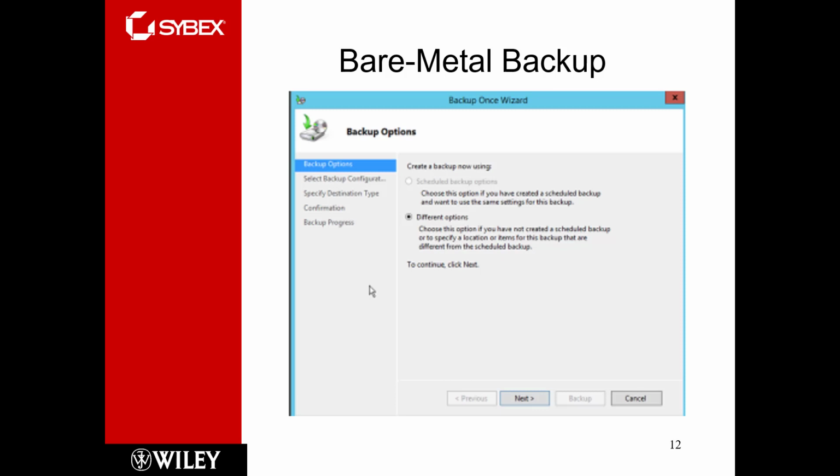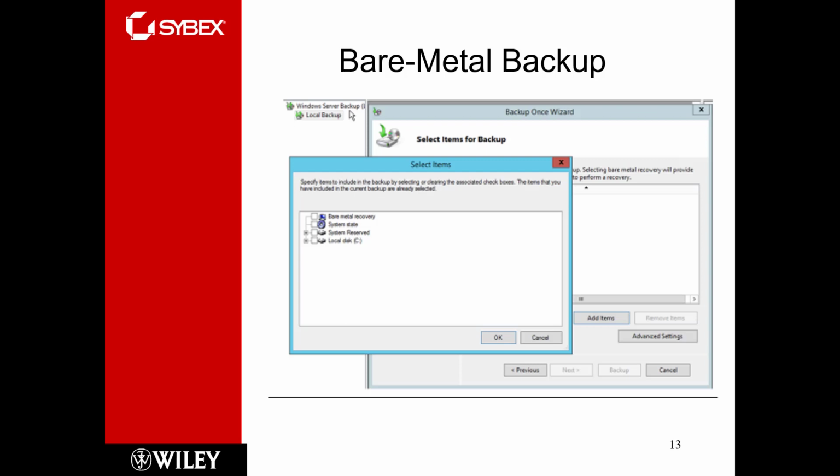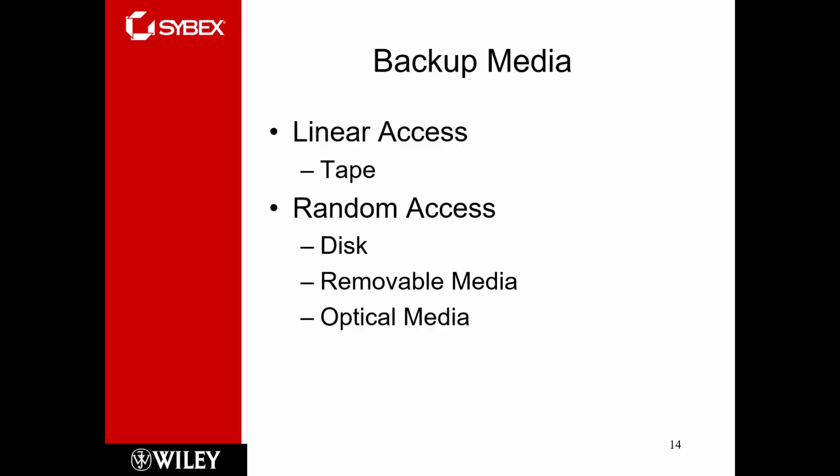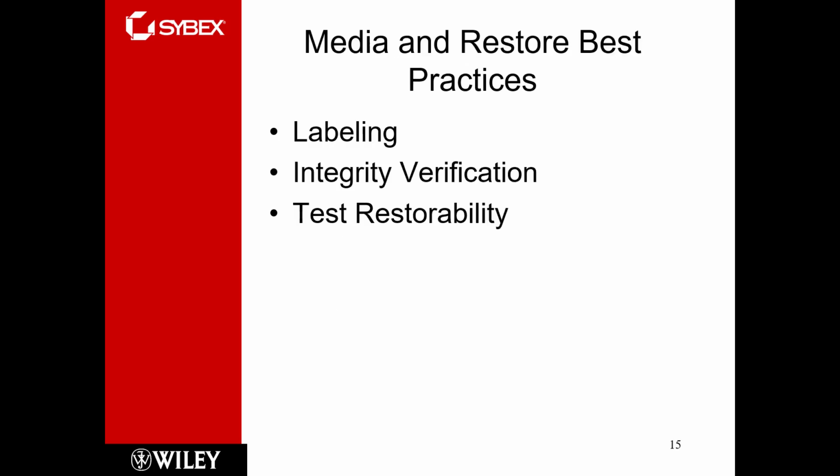Essentially you can schedule it, and you can do different options if you want. You can say what you want to back up: the entire system, the bare metal, the system partition, or the local C drive, or all of it. And then you can also say where you want to back it up to. Do you want to do a linear tape backup? Do you want to do some type of random access like a disk or optical or removable media type backup? All of those are acceptable forms of backups.